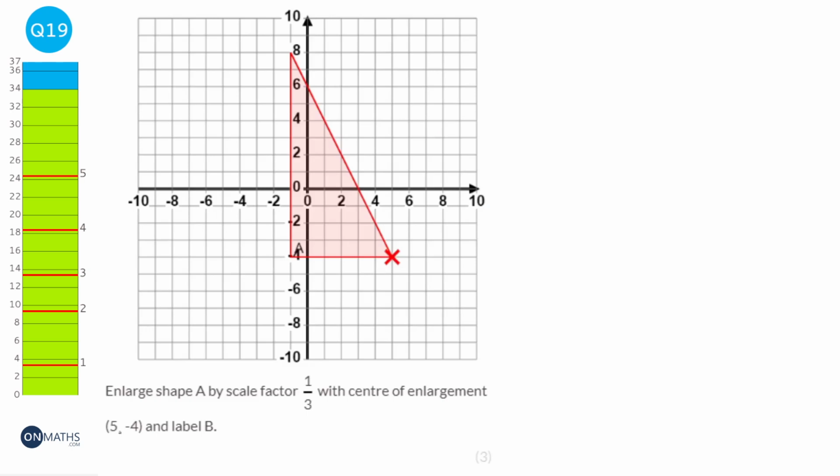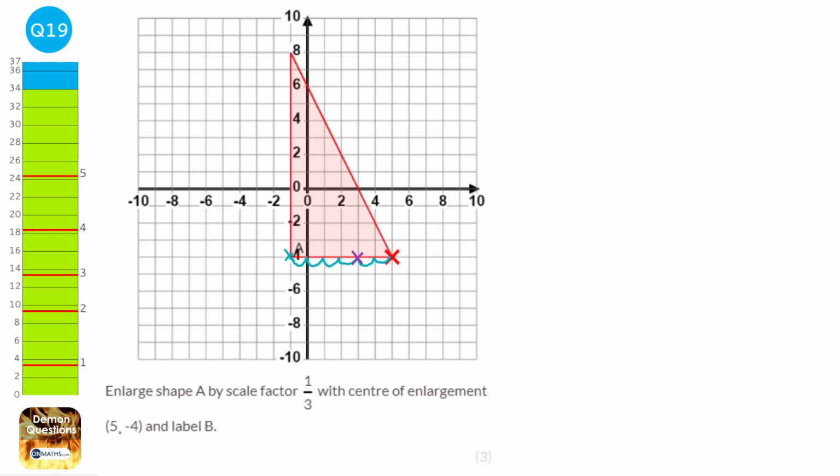So what I'm going to do is work out how I get from my centre of enlargement to each of the vertices on our shape. And so I'm going to pick the bottom left one first. So we go 1, 2, 3, 4, 5, 6 jumps to the left. Now with a scale factor of 1/3, instead of 6 jumps to the left, it's going to be 1/3 of that for our new image. So instead of 6 to the left, it's only going to be 2. So our new point will be here.